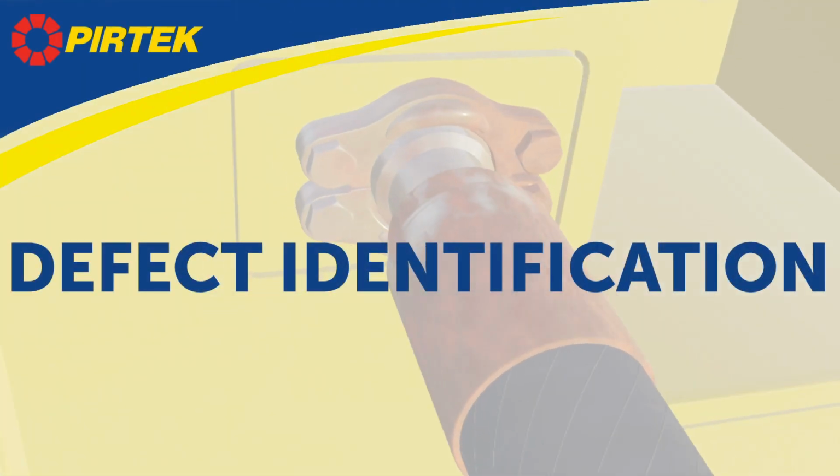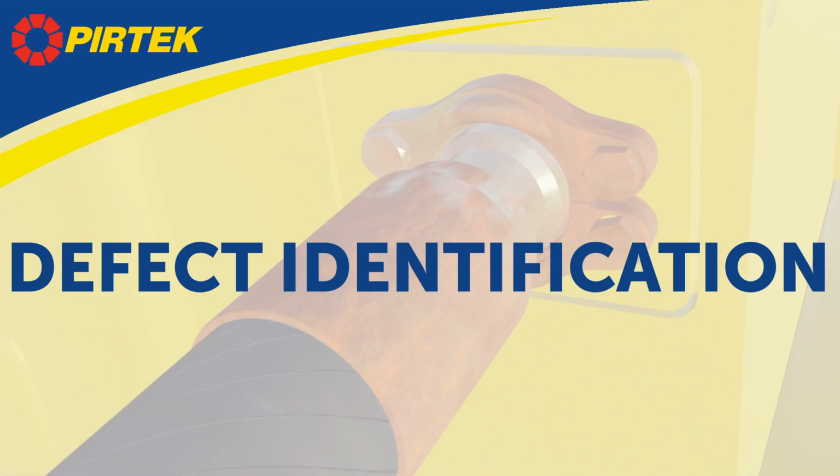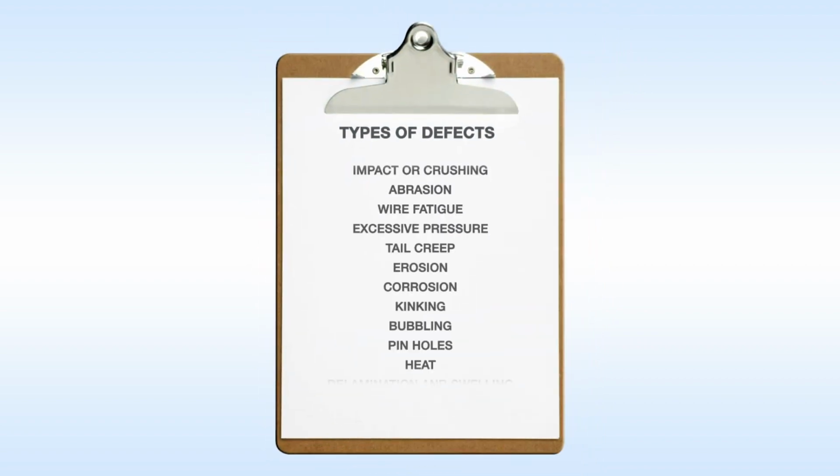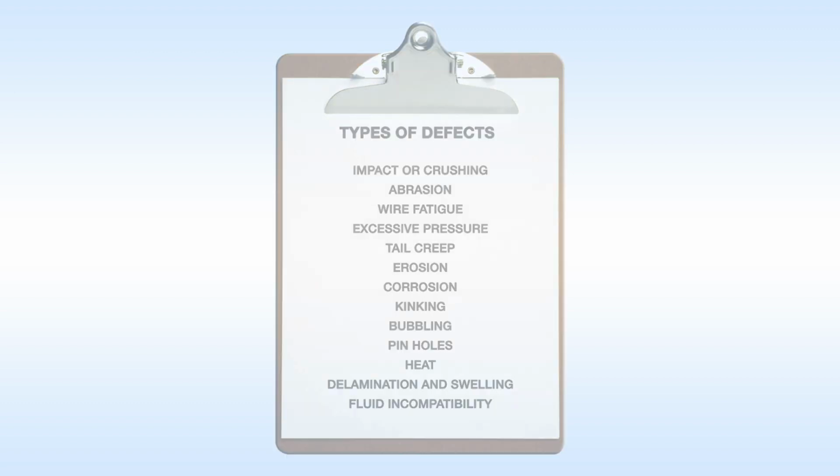Let us now discuss defect identification. How did the defect occur? What was the root cause? There are many defects to look out for when inspecting a hose. We will now discuss the main and most common of these defects.